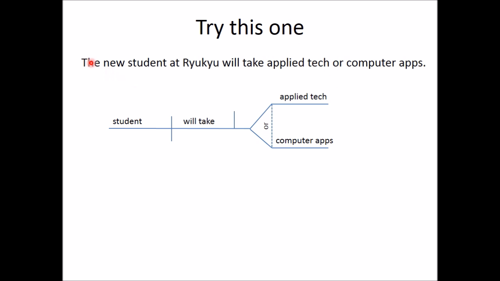The, new, both of those words are telling you more about student, so the will diagram off of student, new will diagram off of student, and at Ryukyu is a prepositional phrase telling you again more about student. Which student will take applied tech or computer apps? The new student at Ryukyu, okay? So the student is at Ryukyu. And that is how you diagram that sentence. We have two adjectives, we have an adjectival prepositional phrase, we have a verb phrase, we have a compound direct object connected by a coordinating conjunction.